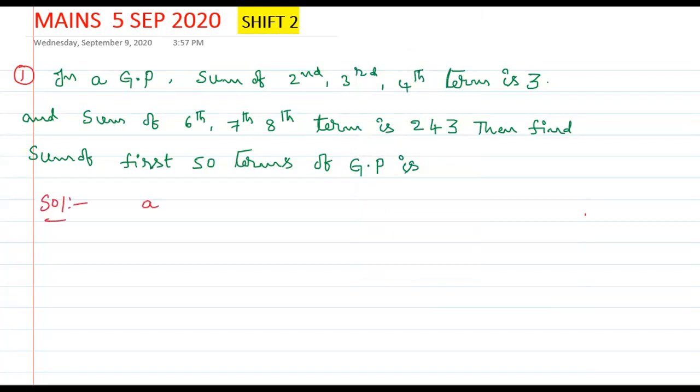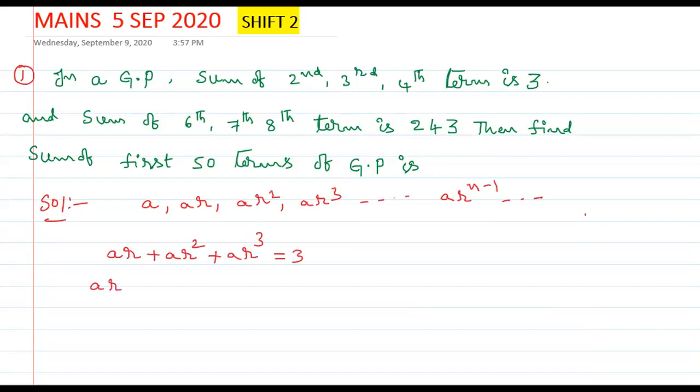Generally, a GP series is A, AR, AR square, AR cube, and so on. The nth term is AR power n minus 1. Second, third, fourth terms: the second term is AR, the third is AR square, the fourth is AR cube. Their sum is 3. Now take AR common. Now we get AR into 1 plus R plus R square, that is equal to 3.